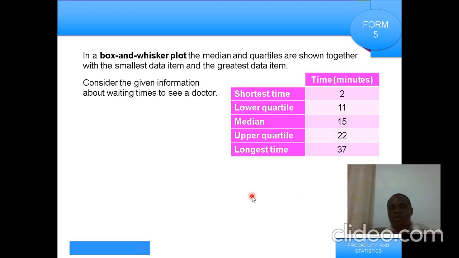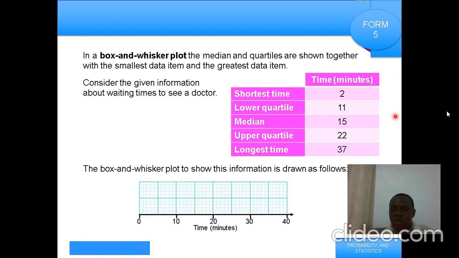Now, how do we show them? Here now, let's say we have been given this, okay? Shortest time, 2. Lower quartile, 11. Median, 15. Upper quartile, 22. Longest. This is just data we have been given here, just to demonstrate how to show this data on a box and whisker. This data is given because it's a question. Let's say this is a question and we were given the data. So how do we show this data on a box and whisker? That's the question.